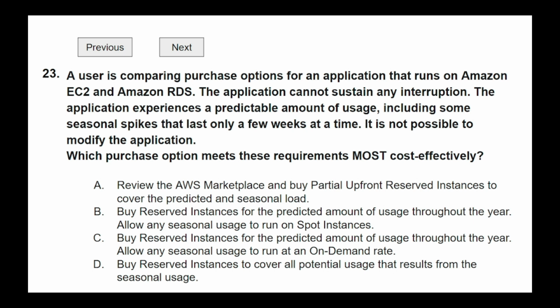Option C, buy reserved instances for the predicted amount of usage throughout the year. Allow any seasonal usage to run at an on-demand rate. Well, that makes sense, because if the application will have some seasonal spikes that may run maybe between 1 to 2 weeks, then we need to run that application on demand. Because option D, buy reserved instances to cover all potential usage that results from the seasonal usage. Well, that doesn't make any sense actually. So the answer is option C.